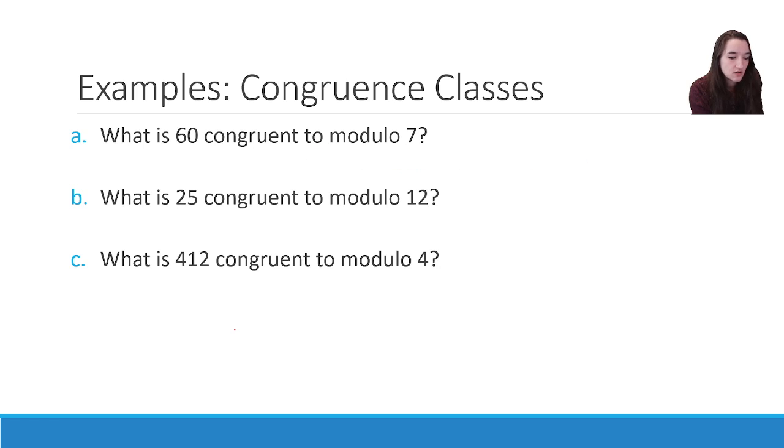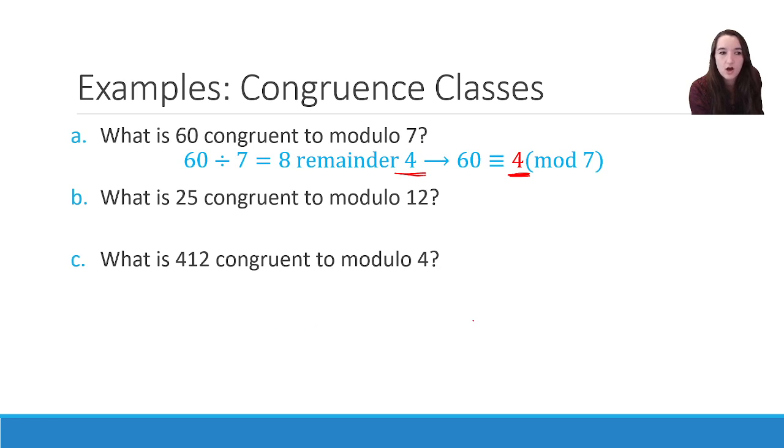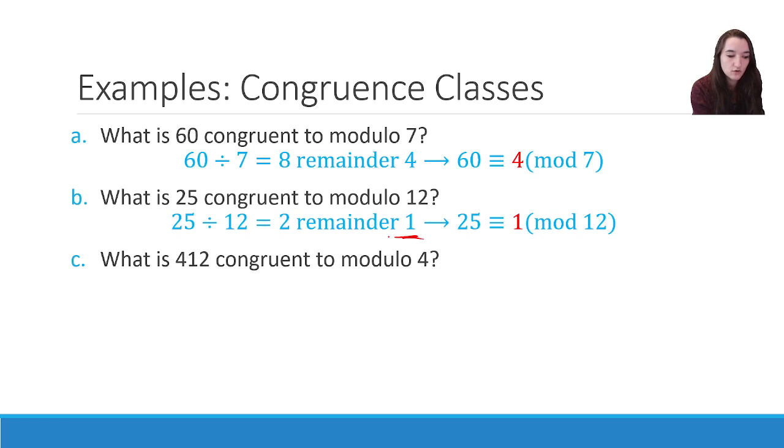What about 25 in mod 12? How many 12s until we get to 25? Well, 2 times 12 is 24. Then there is 1 left over to get to 25. So 25 is congruent to 1 mod 12 because 1 is the remainder when I divide 25 by 12.